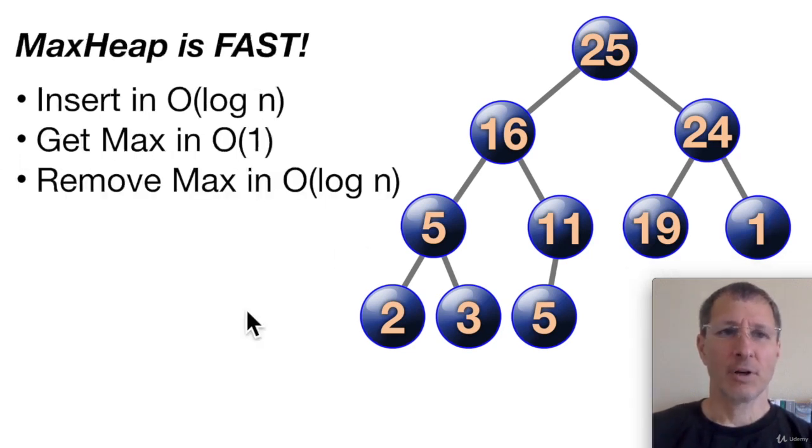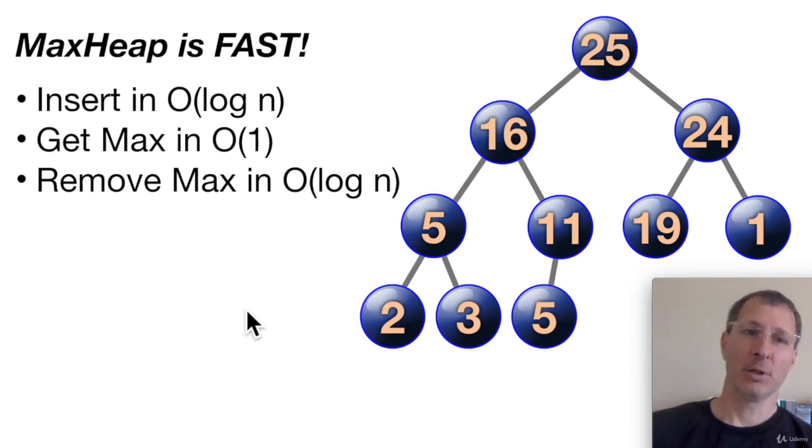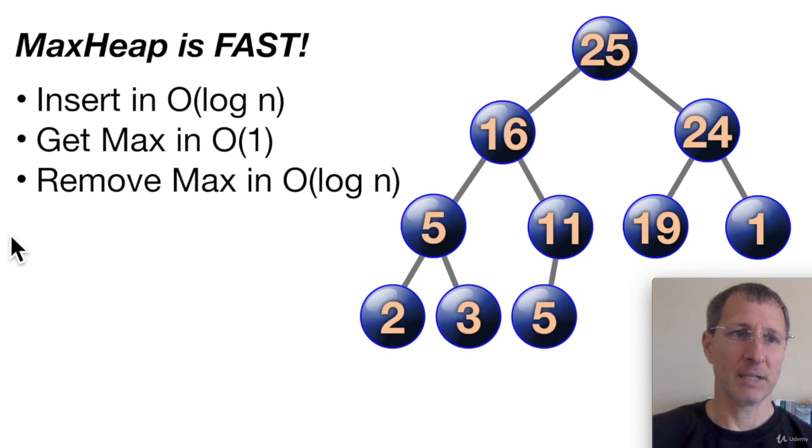So max heaps are fast. If you're familiar with Big O notation, you can insert or add an item to a max heap in Big O of log n time, which is extremely fast. And you can get the max item off of the top of the heap in Big O of 1 time, which is pretty much instantaneous. You can remove the max, or pop, in Big O of log n time. So the response time for a max heap is extremely fast. And that's why we use max heaps for some things. If you need to pop the maximum number off a heap, you can get it very quickly.